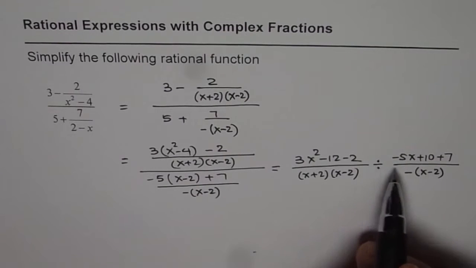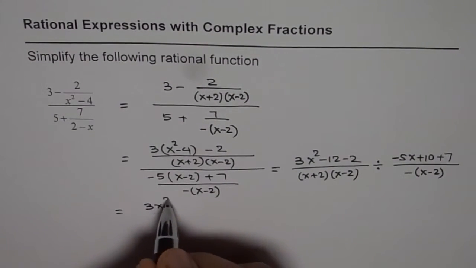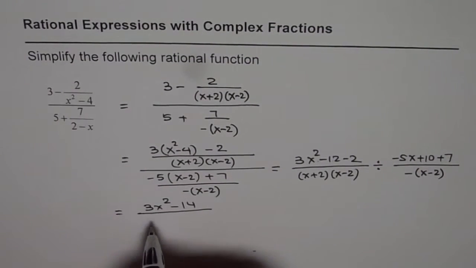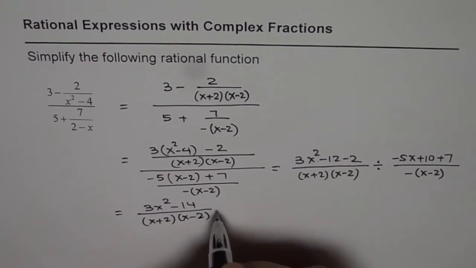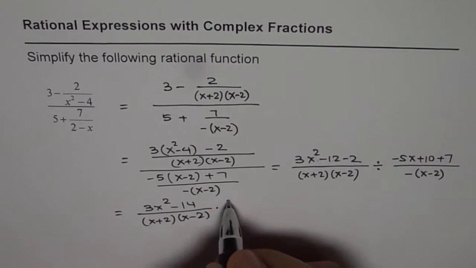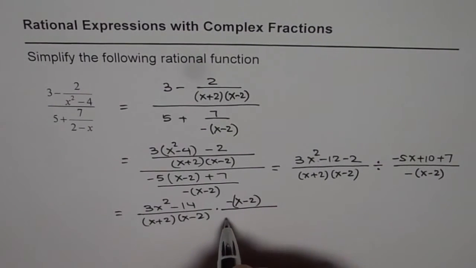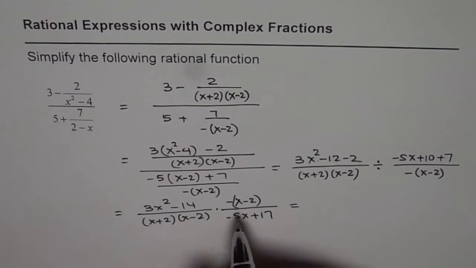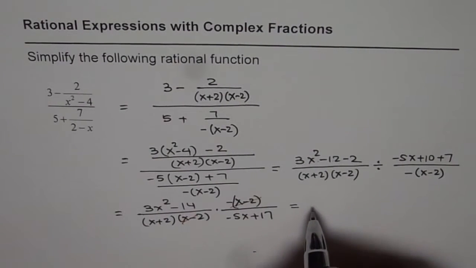Now division is the same as multiplication by the reciprocal. So we'll rewrite this. So we have 3x squared minus 12 minus 2, which is minus 14, over x plus 2 times x minus 2. And here we can do multiplication by minus of x minus 2 over minus 5x plus 17. Now here x minus 2 and x minus 2 cancel, giving us, we'll multiply this by negative.